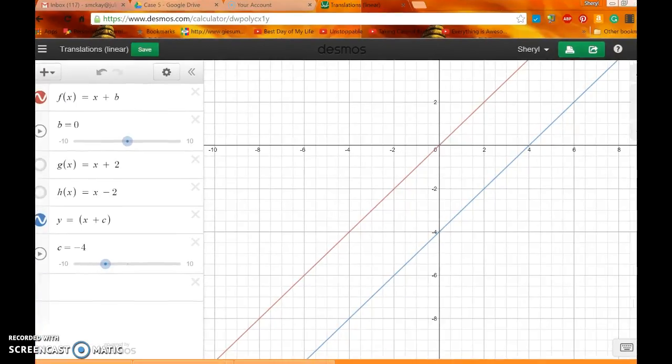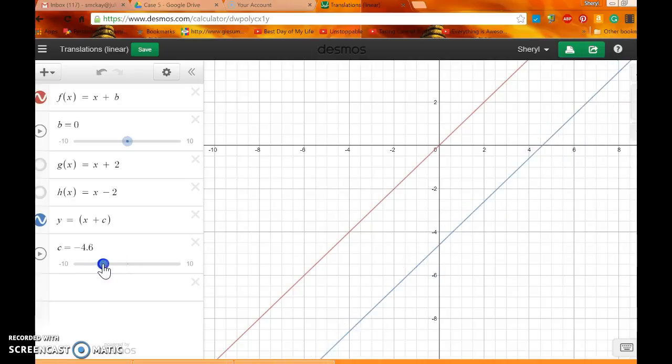Here's a Desmos calculator, and right now I have my red line, f of x, which is f of x when b is 0. So it's just f of x equals x. Now I want you to look at my blue line, and I've rewritten my equation as y equals x plus c, whatever c is. When I move the c, I have this slider. I'm going to move it back to 0.